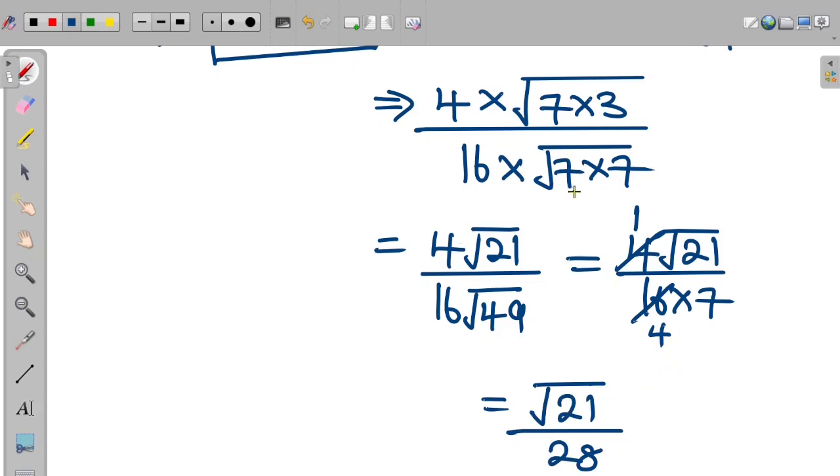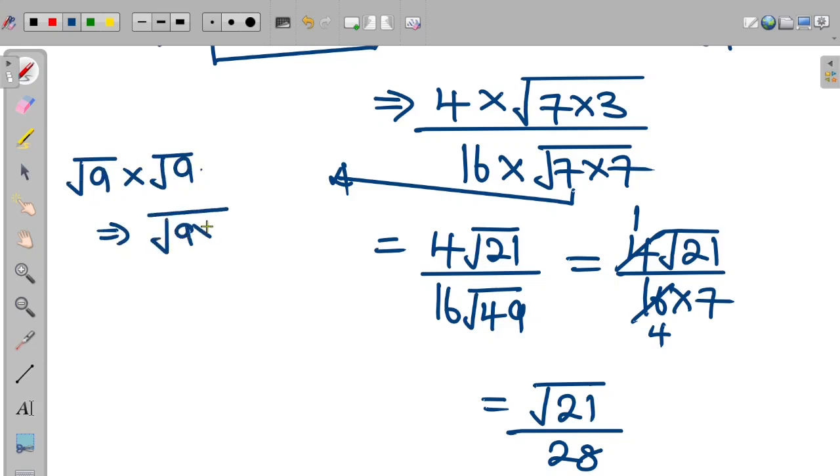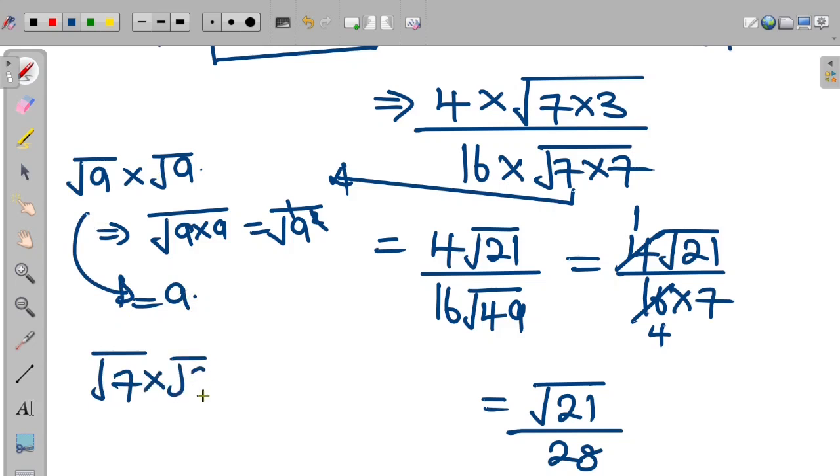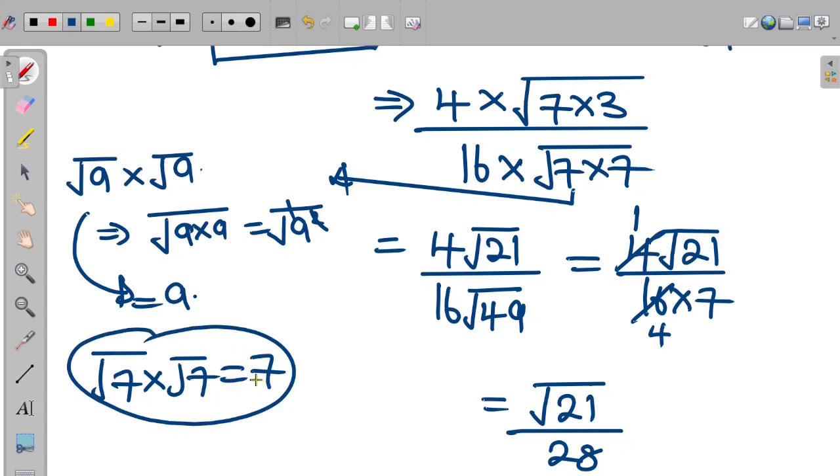Now, also from this point here, please recall that if I have root A multiplied by root A, this is equal to root A times A, which is giving us the root of A squared. So we cancel out the root, and this is equal to A. Therefore, root A times root A is equal to A. It follows that root 7 times root 7 is equal to 7. So next time, I'm just going to write down the answer, rather than going through the process.